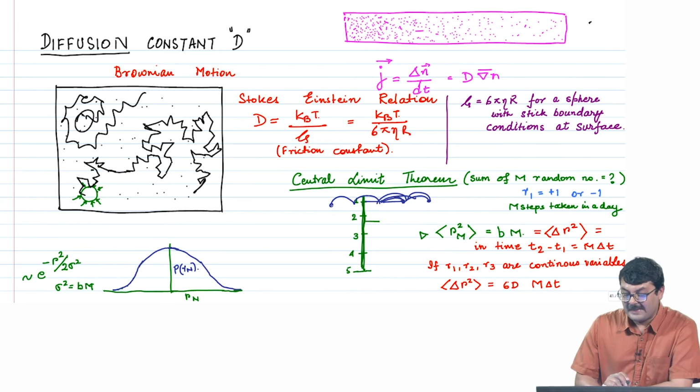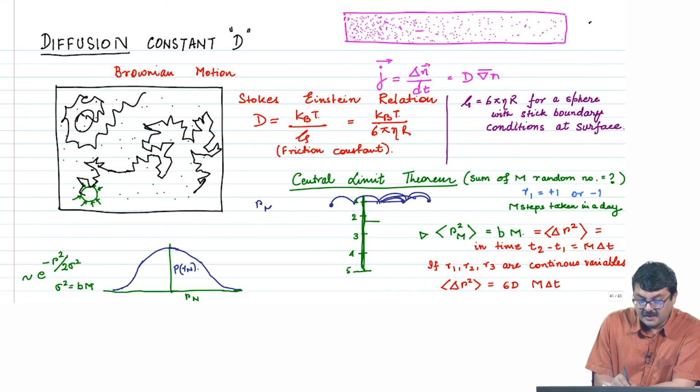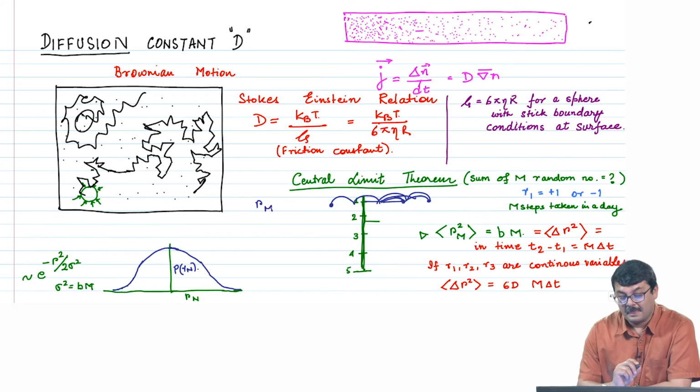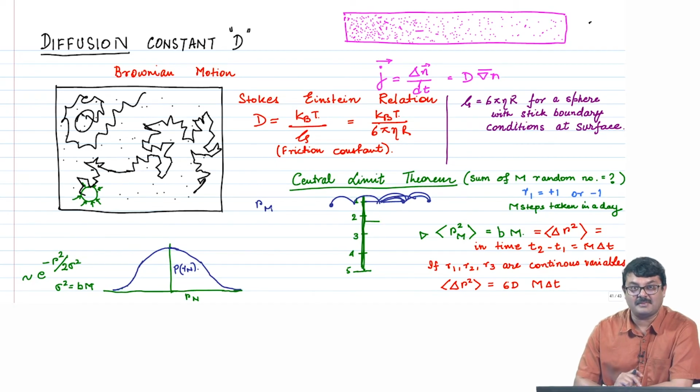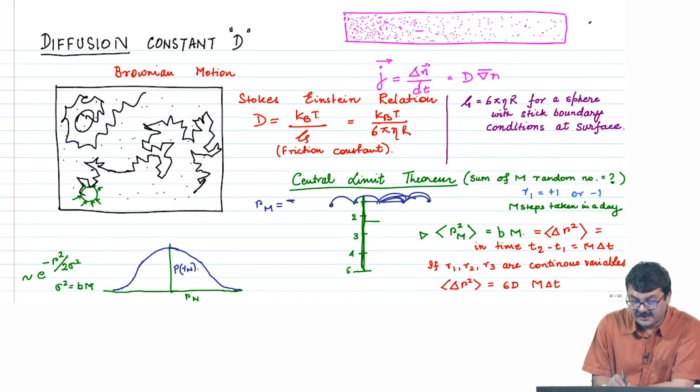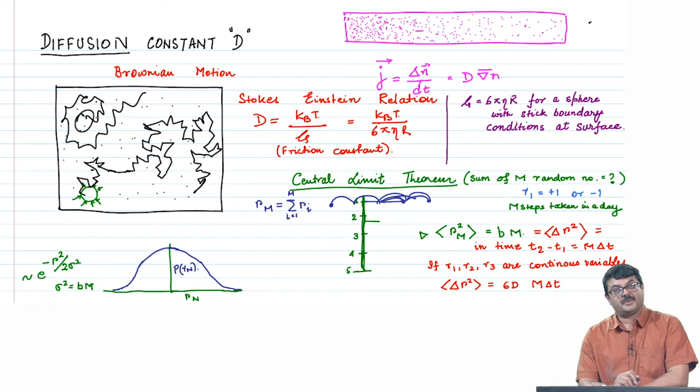So, you can measure his net displacement. You can calculate the so-called R_m. R_m is the sum of these m random steps. Some of them are in the plus direction, some of them are in the minus direction. So, it is basically the sum of R_i from i equals 1 to m, and R_i can be plus 1 or minus 1.